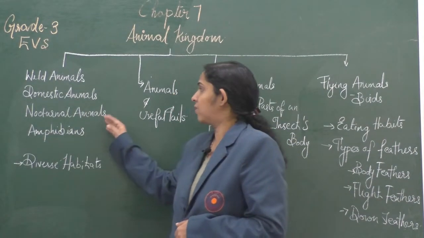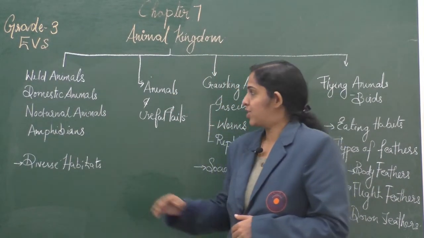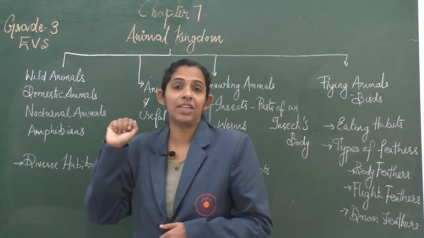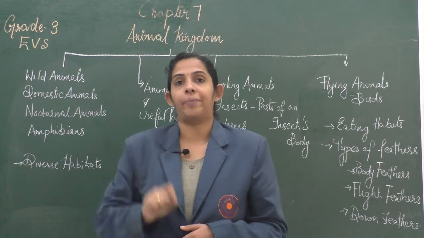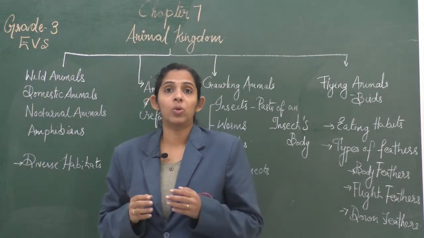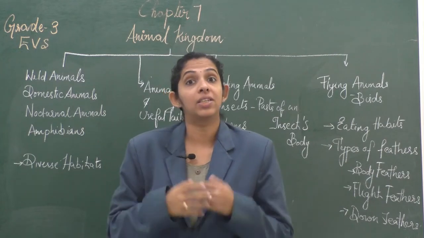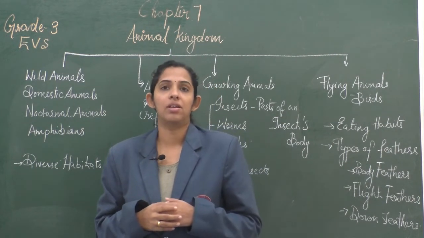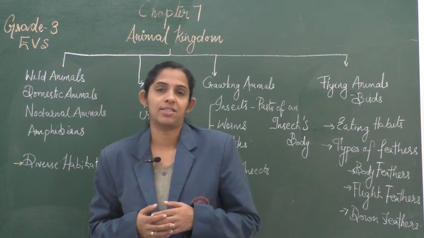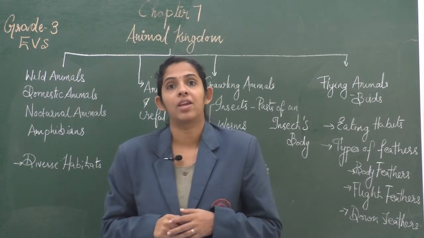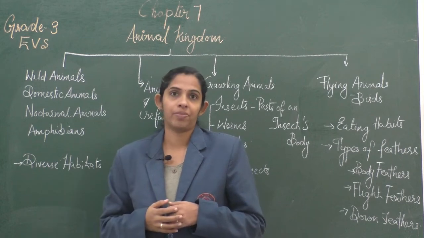Next, we have discussed about nocturnal animals. So what are nocturnal animals, children? They are animals which are very much active during night time. They can move, eat or hunt their prey during night time, and during daytime they will take rest. For example, owls, bats, etc. Their ability to see, hear or smell is highly developed.